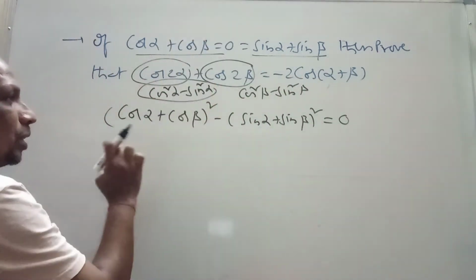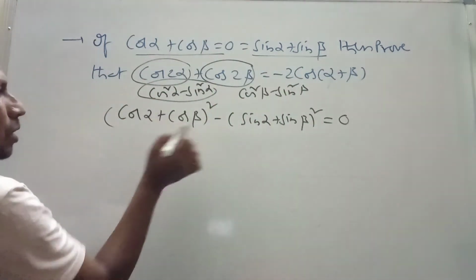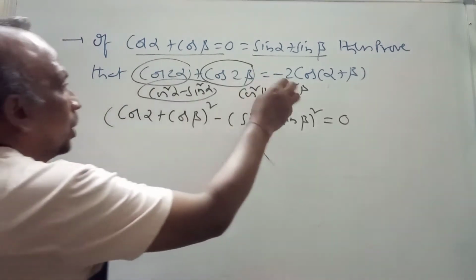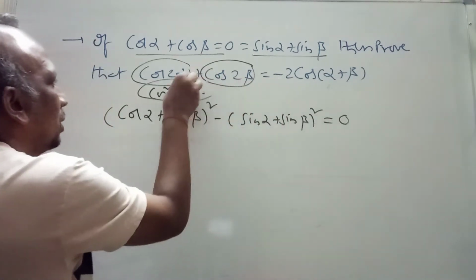So to get this expression, I have taken this result. Correct. So you think about that before doing that. So this is the idea about this. You can think about that. So I have taken like this.